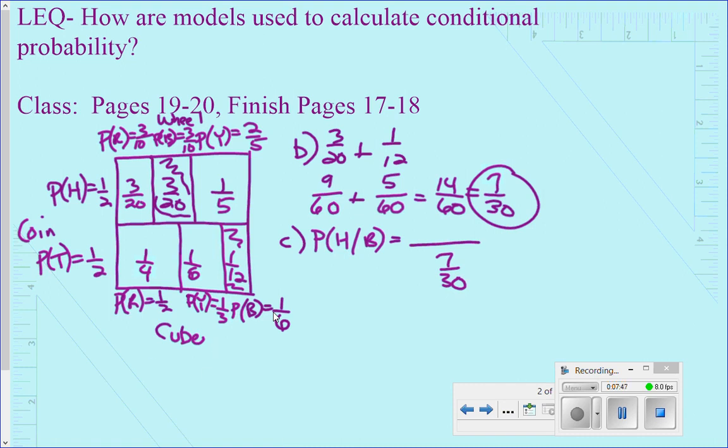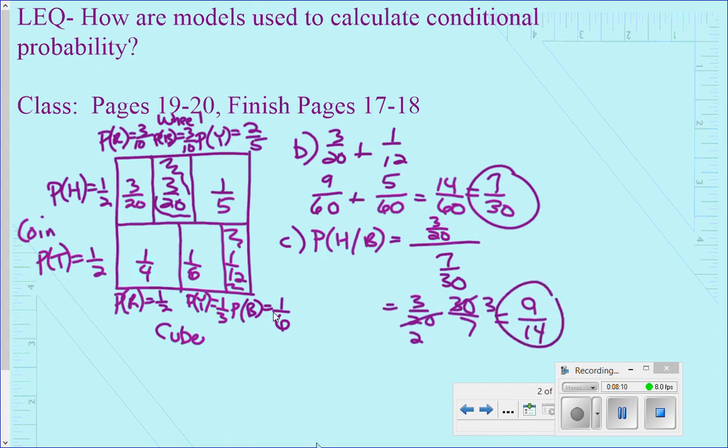Heads and blue is going to be my numerator. So remember, we get that from the diagram. We go to heads, we go to blue. Heads and blue is 3/20. So 3/20 is the numerator. So then multiplying 3/20 times 30 over 7 simplifies on the diagonal. So that's 2 and 3. That gives me 9 over 14.